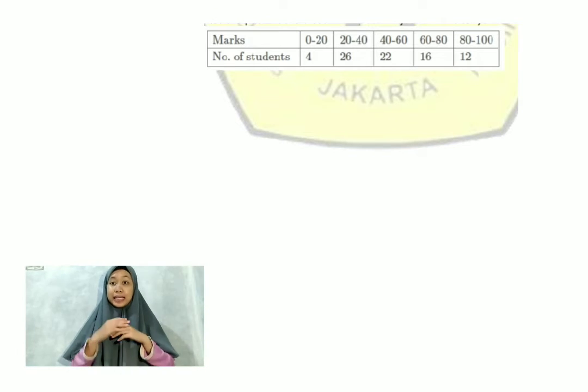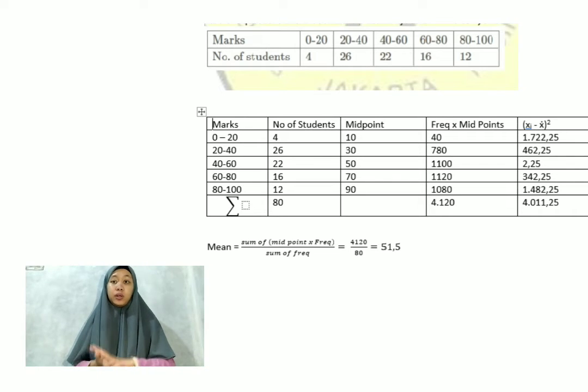The last question is about statistics. We read and find the solution about mean, median, mode, and standard deviation. First, the marks: class number 1, 0 until 20, with frequency 4. Class number 2, 20 until 40, with frequency 26. Class number 3, 40 until 60, with frequency 22. Class number 4, 60 until 80, with frequency 16, and the last class, class number 5, 80 until 100, with frequency 12.